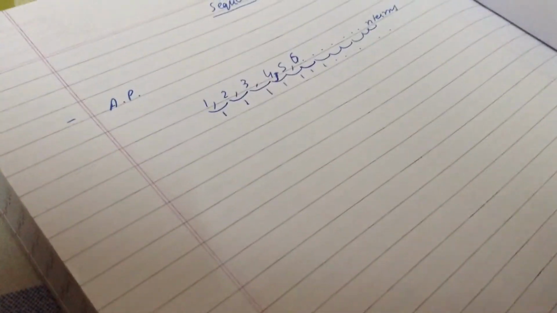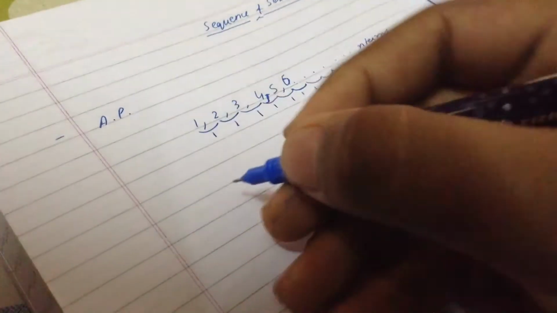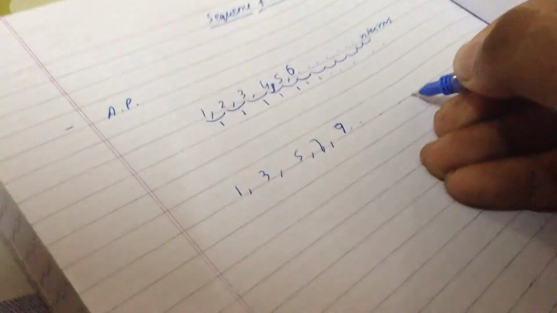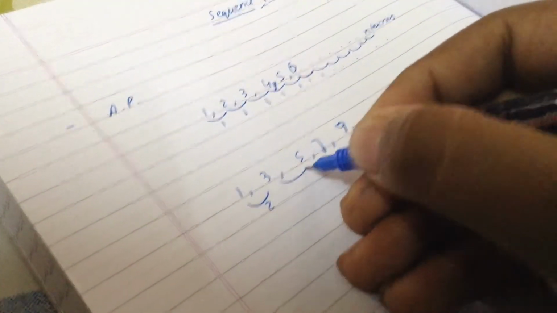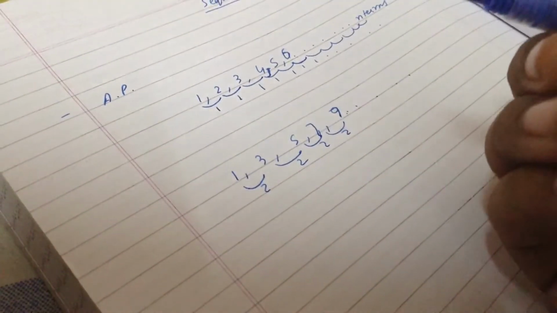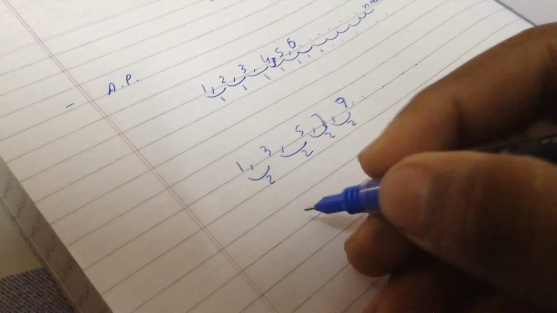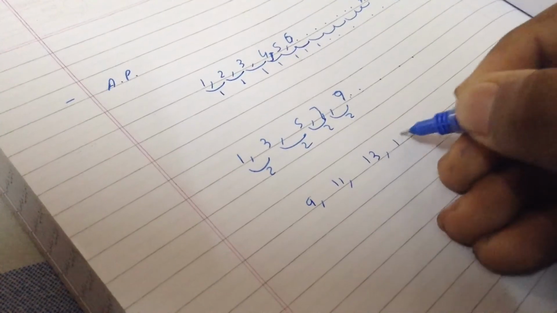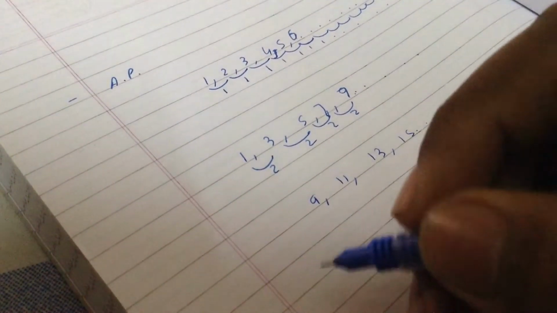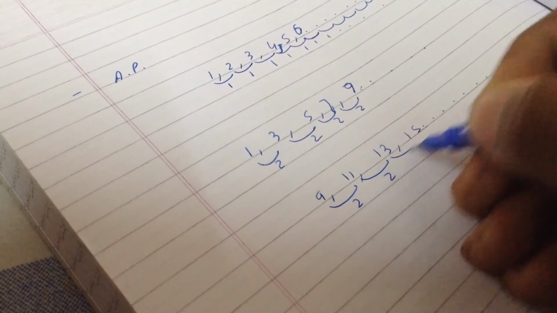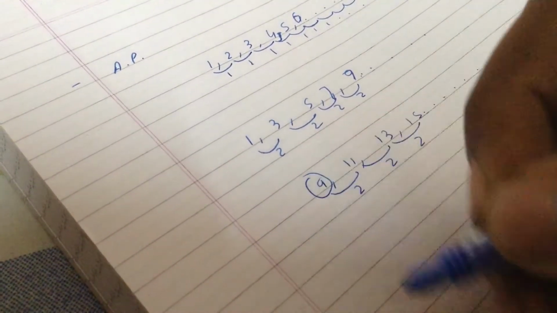So let's give you an example of another AP so that you don't get confused. 1, 3, 5, 7, 9. In this, the difference is 2, and it is not necessary that you start an AP or any sequence with 1. It could have been 9, 11, then 13, then 15, and it will go on forever or till the time we want. The difference is 2 again, but it starts with a 9.